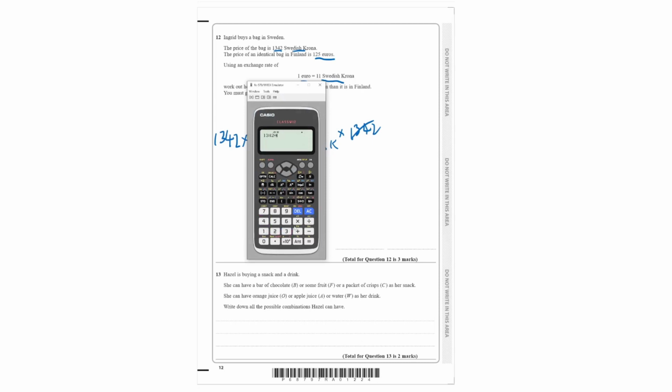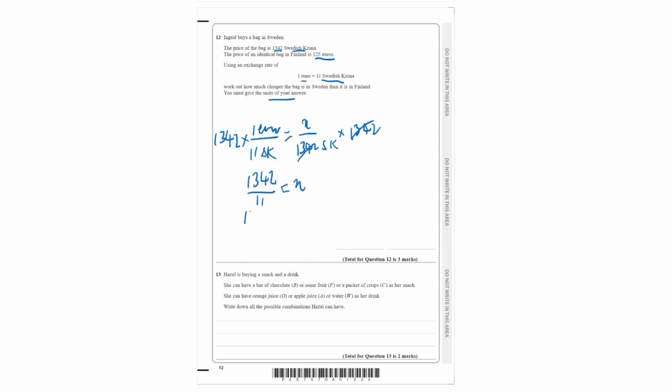1,342 divided by 11 gives us 122 euros. So we converted this to euros. Now we can see that the bag in Finland is 125. Now that we have to find the difference, we simply write 125 minus 122. That is equal to 3 euros. Do not forget to give the units as it's asked in the question. So we write here 3 and we write here euros.